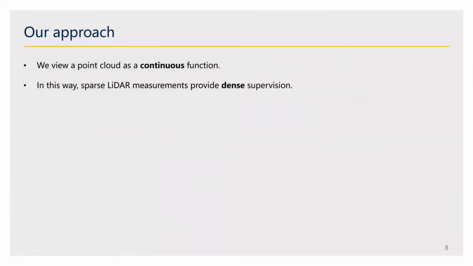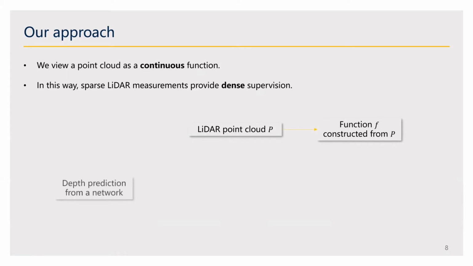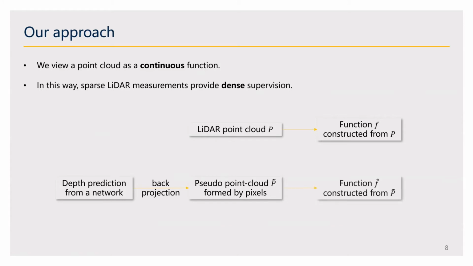We want to address this problem by viewing a point cloud as a continuous function. In this way, sparse LiDAR measurements could provide dense supervision. Here we show how it works. Given a LiDAR point cloud P, we construct a function f. Given a depth prediction from a network, we first back project the image to 3D space to generate a pseudo point cloud P tilde. Then construct a function f tilde from it. The supervision is aligning the function f tilde to a function f.